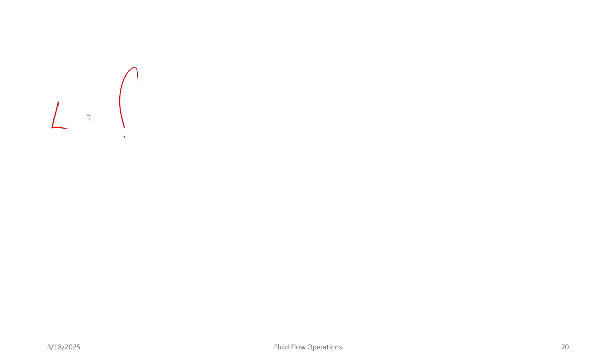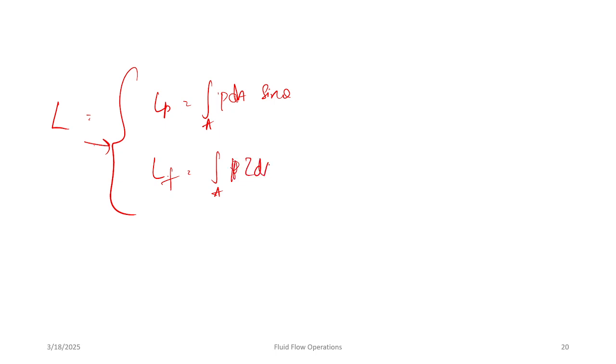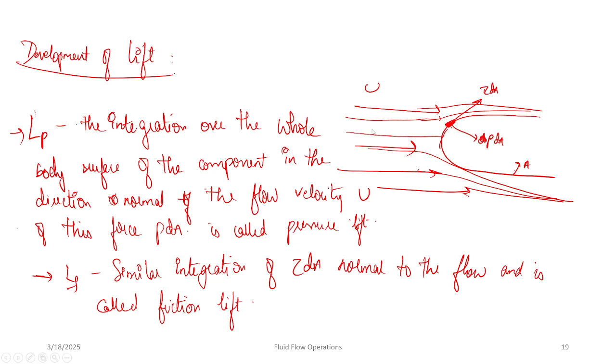So here for L, we have two components, right? That is LP, which is the integral over the entire body of P dA sin theta, and LF, which is the integral over the entire body of tau dA cos theta. Okay. So the lift on the body is the sum of pressure lift and friction lift, whose proportions vary with the shape of the body. The contributions of LF and LP change according to the shape of the body.